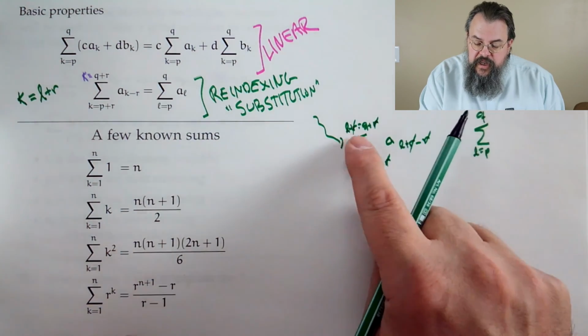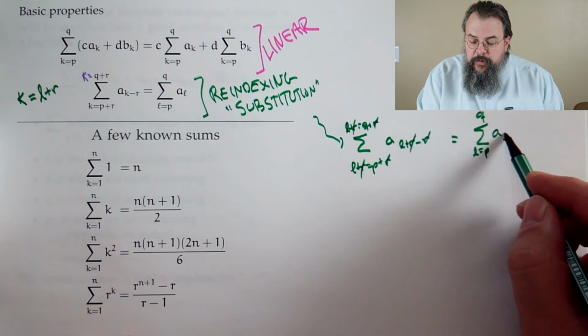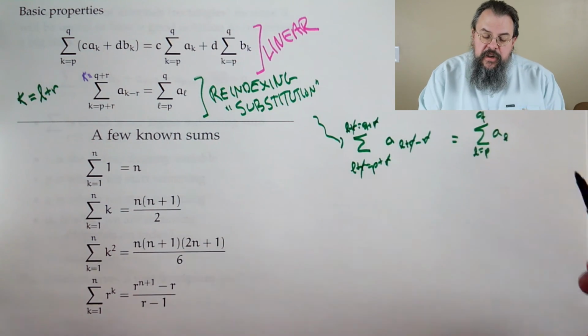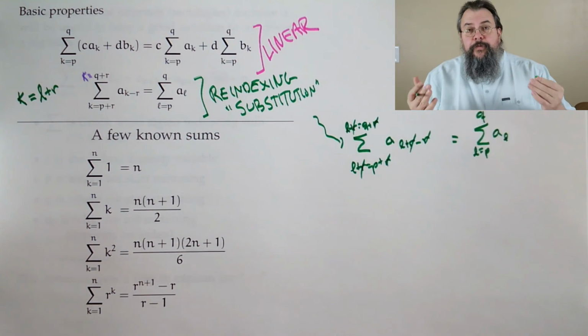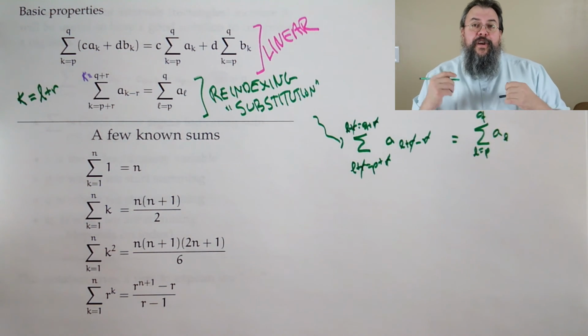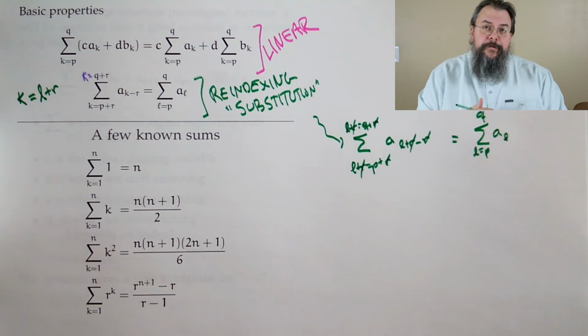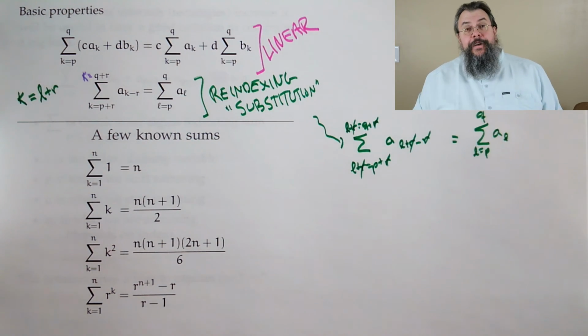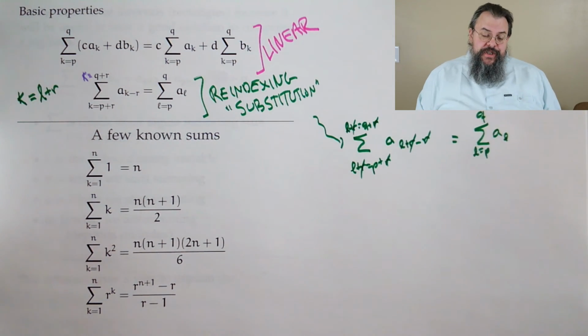And I'll just suppress the L equals notation of A sub L. So that's what happened there. It was a reindexing, or what you might call a substitution, where we substitute one index for another. Now, there's a couple of sums which we're going to mention.